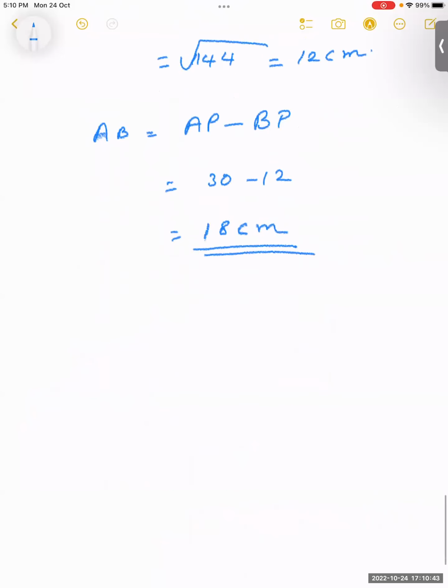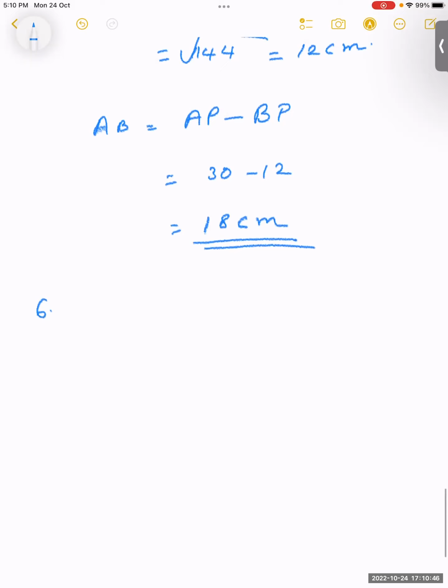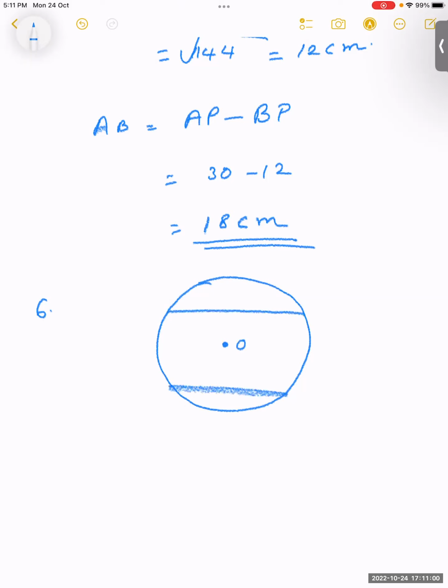Sixth question is, in a circle of radius 17 centimeter. So we have a circle, the radius is 17 centimeter. This is the center of the circle. Two parallel chords means two lines are parallel, that's all. Two parallel chords of length 30 centimeter and 16 centimeter. I'm giving a name to the parallel chords, AB and CD. AB is 30 centimeter and CD is 16 centimeters. Find the distance between the chords.